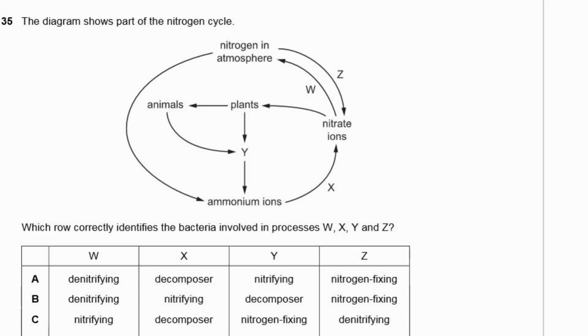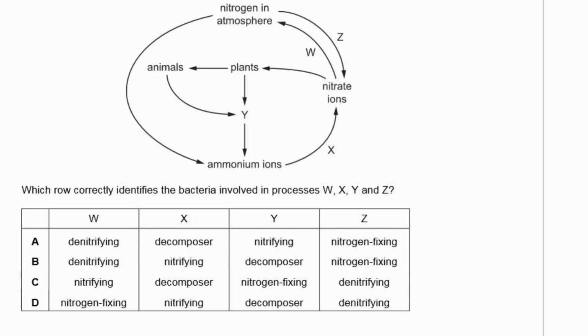Question 35. The diagram shows part of the nitrogen cycle. Which row correctly identifies the bacteria involved in processes W, X, Y, and Z? Okay, so first of all, nitrogen going into the atmosphere, W, that is nitrogen being removed from being useful to the plants. It's denitrifying. It's removing it from its useful form. Okay? Nitrogen coming out of the atmosphere, turning into nitrates. That's caused by nitrogen-fixing bacteria. It's the opposite of denitrifying, so it's nitrifying.